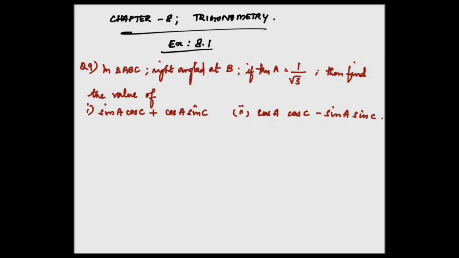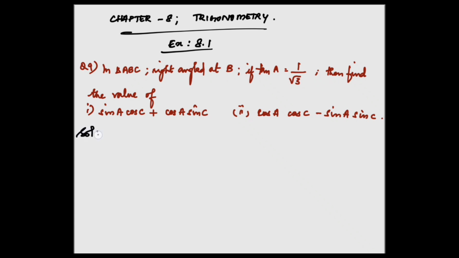Hello friends, in this video let us discuss question 9 of exercise 8.1, chapter 8, trigonometry. Question: in triangle ABC right angled at B, if tan A is equal to 1 by root 3, then find the value of: first, sin A cos C plus cos A sin C. Second, cos A cos C minus sin A sin C.